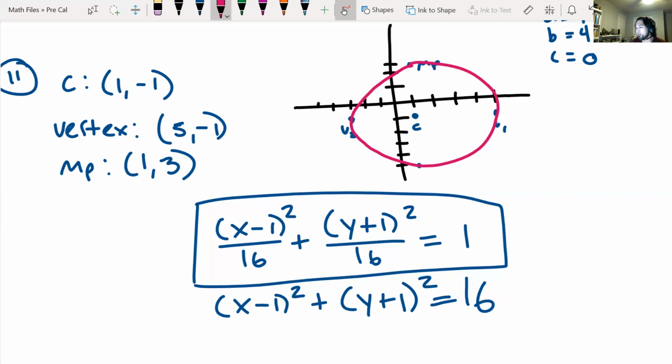It's also that wording of contains the point 1, 3. How and why are we supposed to make the assumption that's a minor point, right? It's just something we have to assume. Because it's directly above, the point directly above, so then it has to be the minor point.